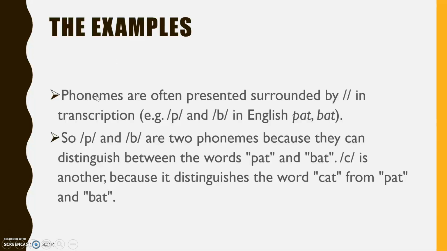The examples. Phonemes are often presented or surrounded by slashes like this in transcription. The example is like this: /p/ and /b/ in English pet, bed. So, /p/ and /b/ are two phonemes because they can distinguish between the words pet and bed. /k/ is another because it distinguishes the word cat from pet and bed.